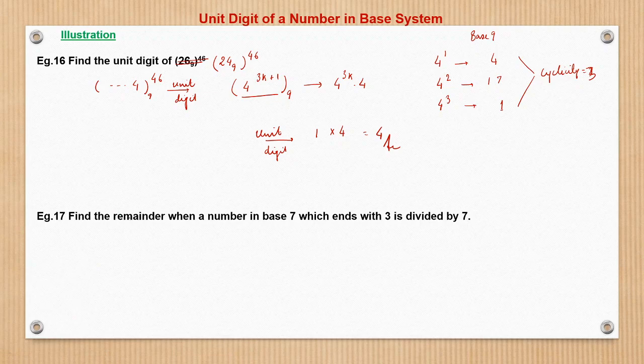Here it reads: find the remainder when a number in base 7 which ends with 3 is divided by 7. So let it be some number n in base 7 which ends with 3, right? And we have to find the remainder when n is divided by 7. So now see here, this number in base 7 ends with 3, right? So what can we write?